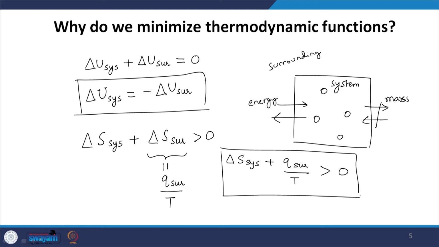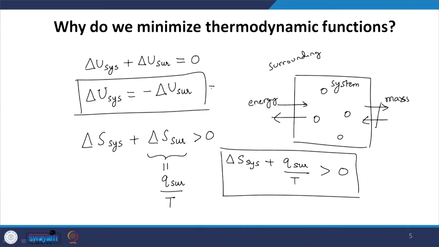Now, I will invoke the first law again. What the first law tells me is that the change in the internal energy is given by the heat that is added and the work that is done on the system. So, the delta U of the system is also given by Q and the work that is done on the system. The same thing I can write for the surroundings as well.